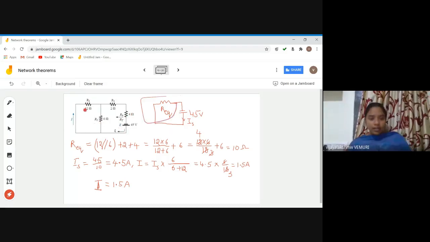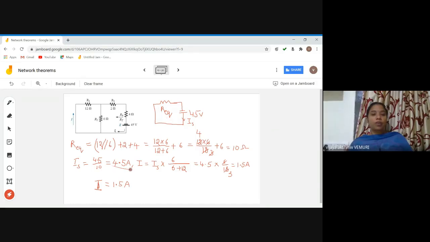Both are in parallel here. If you just observe 12 and 6, combination comes in series with this 2 plus 4. So 12 and 6 parallel, series with 2 plus 4. So if we just find out what is the value, we will be getting 10 ohms. So IS is equal to 45 by 10. So the voltage value divided by equivalent resistance value 10, which is 4.5.